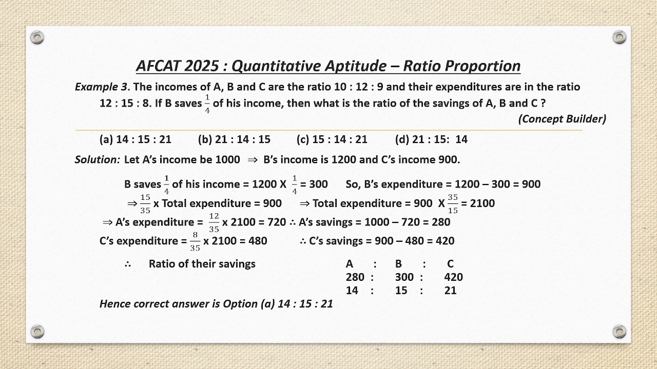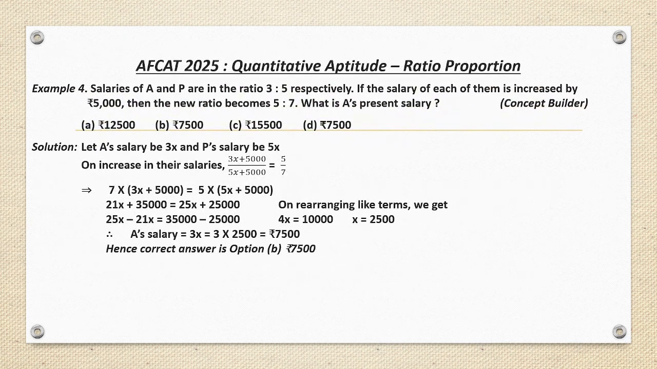Now the savings ratio is being asked. So A to B to C is 280 to 300 to 420. Simplifying it, we get 14 to 15 to 21, which is option A. Now let us see the next example.